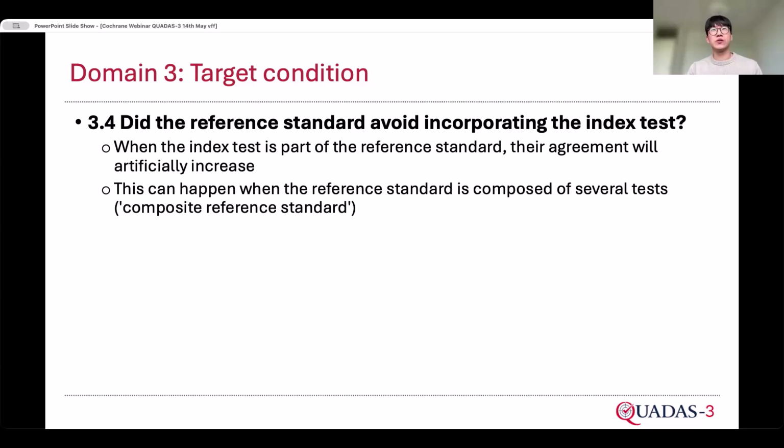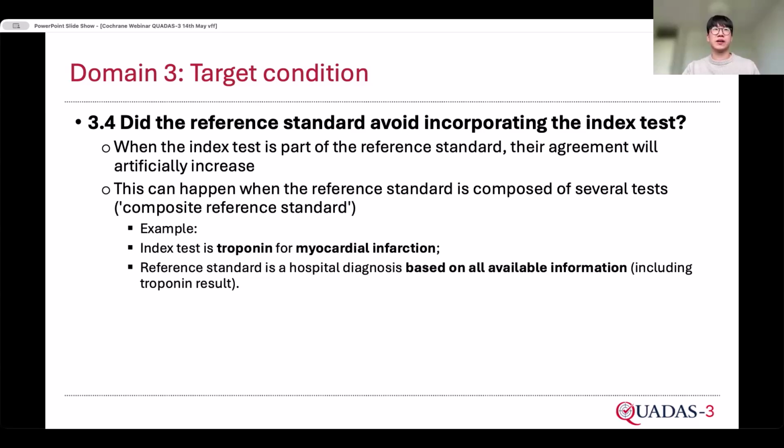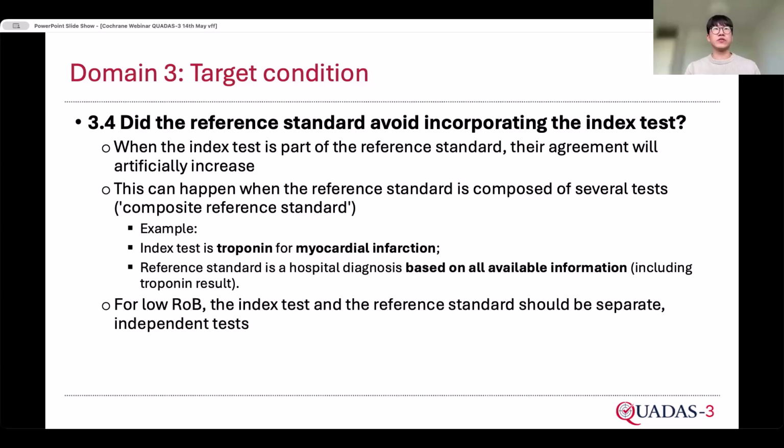This usually happens when the reference standard is composed of several different tests, something that we call a composite reference standard. For example, let's say that your index test is troponin and you want to detect myocardial infarction, and your reference standard is a hospital diagnosis based on all of the available information, including the very troponin result. Which means that if the troponin result is positive, your reference standard is also likely to be positive. So this creates a problem. For low risk of bias, ideally, you would like the index test and the reference standard to be separate and independent tests.